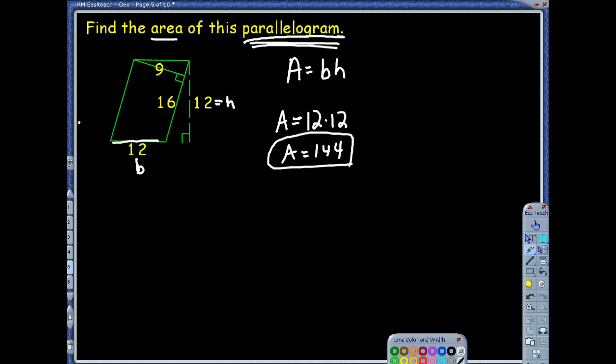Now, another option is what if I use my 9 as the height? This is actually perpendicular, and it's perpendicular to what side? The 16. So this would be the base. So hopefully I would get the same thing. Yes, and you do. It'd be the 16 times the 9, which would also get you 144. So a couple options.